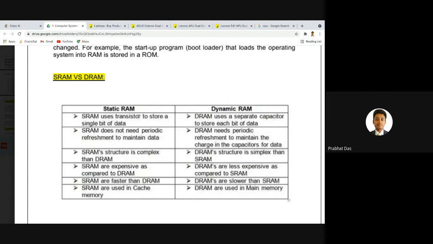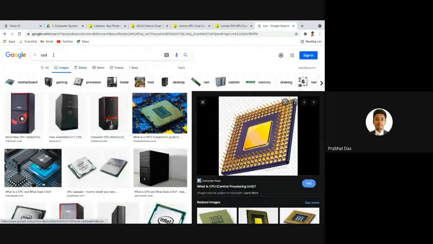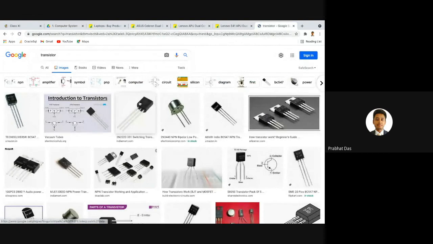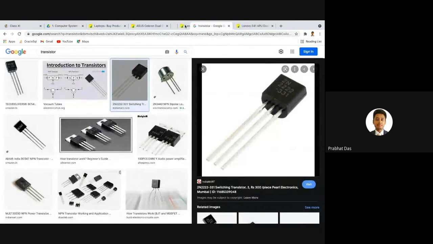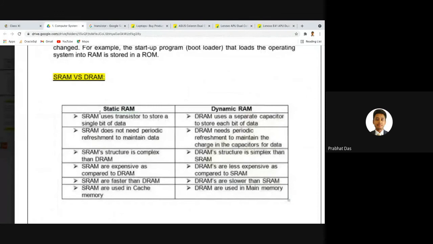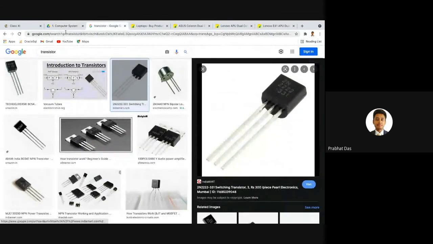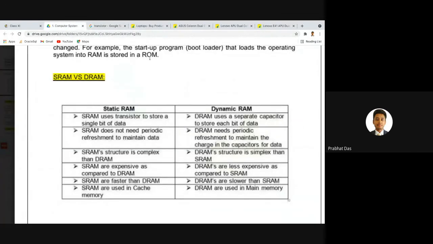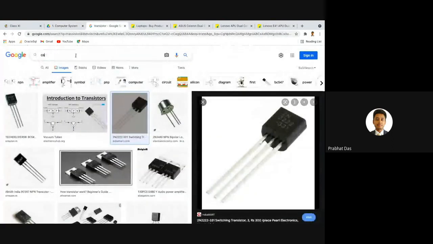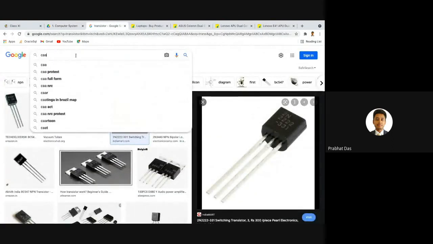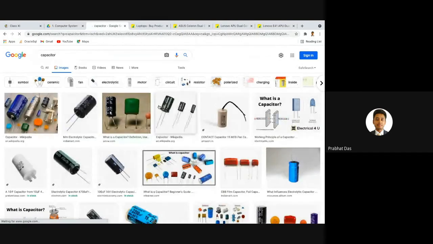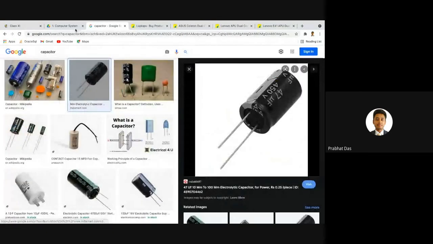How many of you know about transistors and capacitors? In case you have heard the term transistors for the first time, let me show you what exactly transistors look like. This is a transistor. Static RAM uses these devices to store the data. And what exactly do capacitors look like? This is what capacitors look like. So dynamic RAM uses these electronic components to store the data.